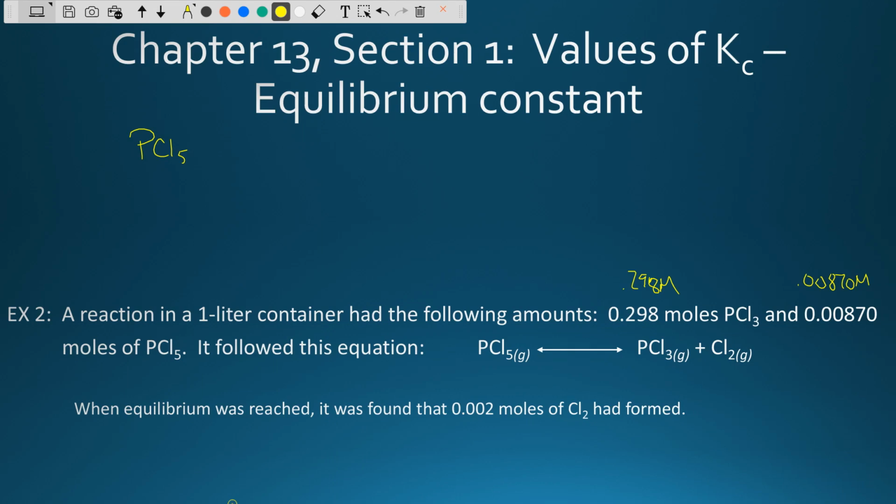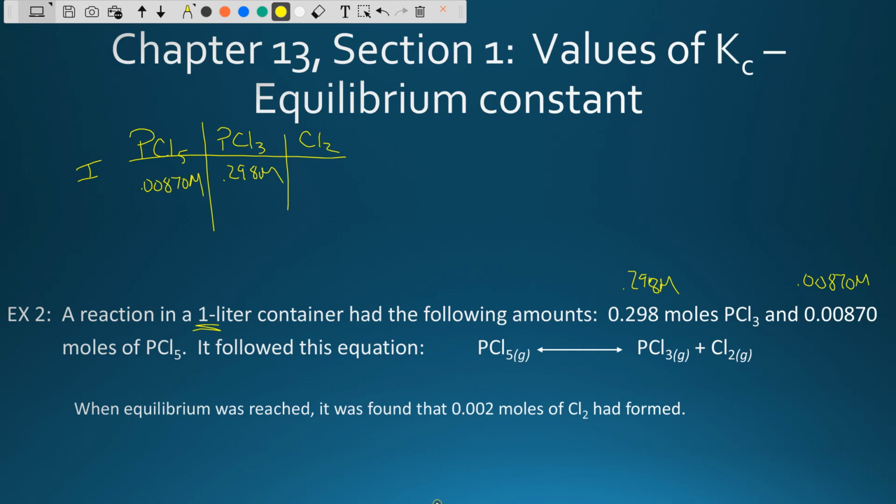This is a decomposition reaction, and so I've got that. I've got my PCl3, and I've got my chlorine. Okay, so the initial concentrations, let's take a look and plug those values in. It looks like my PCl3 was 0.298 molar. And I see that I have 0.00870 moles of my phosphorus pentachloride, so 0.00870 molar. Again, it was in a 1 liter container, so I can just do that.